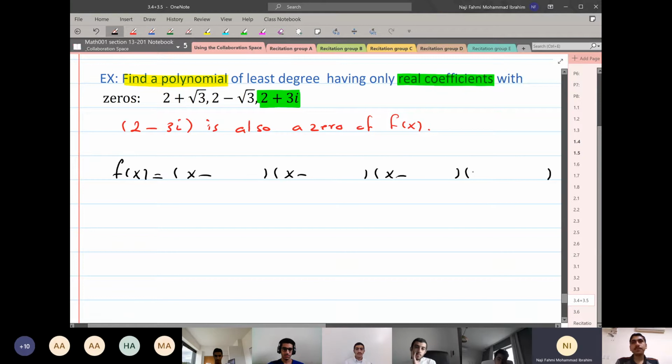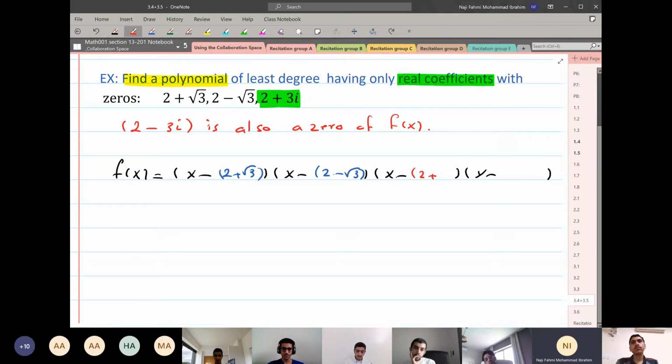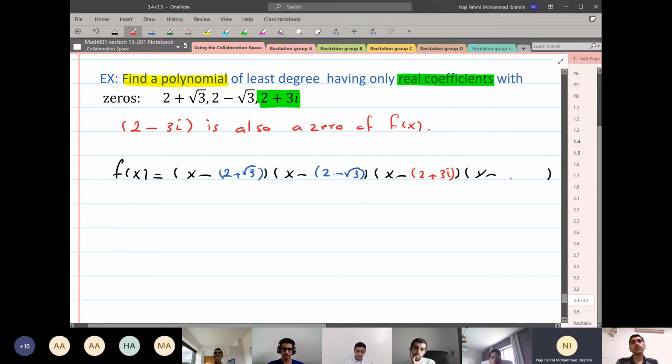X minus. And of course, I will start with the real ones now. I will say this is 2 plus root 3. I have to put it in brackets. And 2 minus root 3. What about the complex ones? I would have to say 2 plus 3i and 2 minus 3i. Now, of course, he says in the question of least degree. Least degree means the power of each bracket should be 1, the least, which is 1.